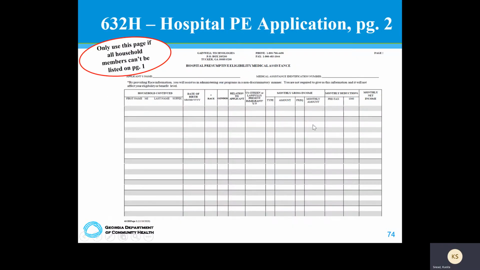And remember, the second page is only used if they have more than 4 people in their budget group that have to be listed. You're going to list the first 4 people on page 1 and then the remaining people on page 2. And the same name and ID number that you put on page 1 is the same name and ID number you're going to put up here on page 2.